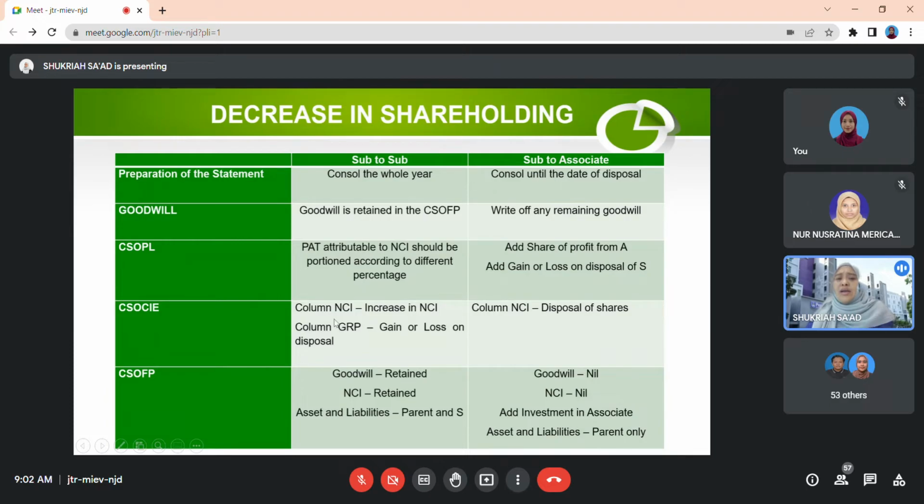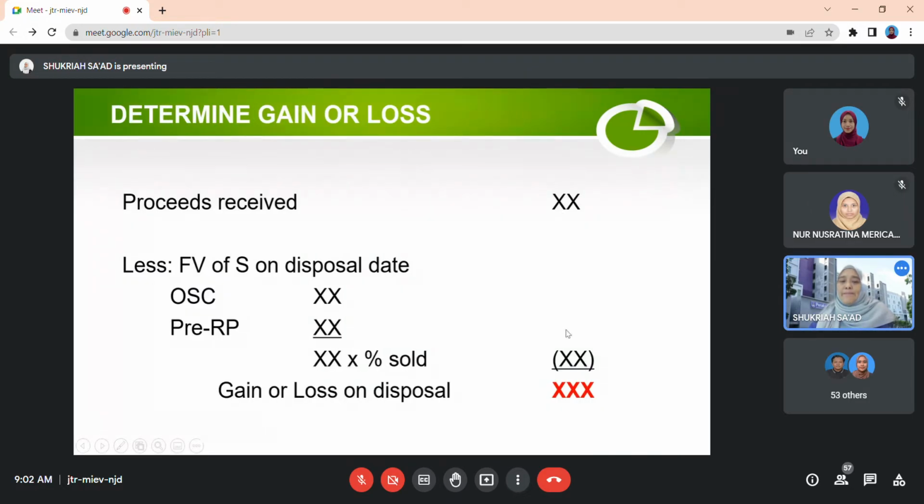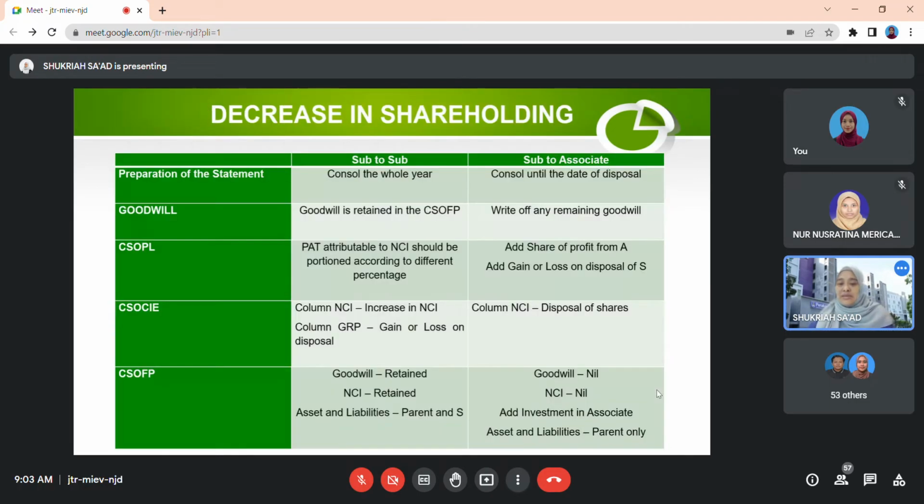Okay, so check column NCI. Okay, kita masukkan amount increase in NCI. Okay, yang mana amount increase in NCI tadi? Okay, yang ni. Okay, amount ni dekat kolom NCI kat tepi ni adalah amount positif. Sama macam kita buat untuk increase in shareholding sub to sub. Okay, yang mana kita akan masuk kat kolom NCI ni adalah negative reduction in NCI. But untuk disposal will be decrease atau increase in NCI will be positive.